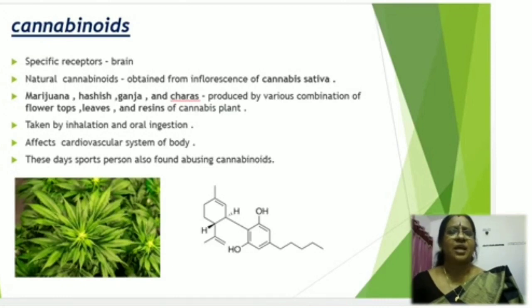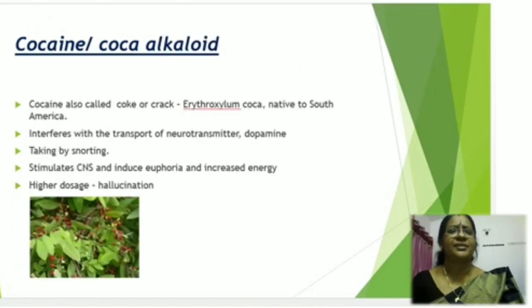So in these times, sportspersons are also abusing cannabinoids. Moving on to the next slide, that is cocaine or coca alkaloid. It is commonly called coke or crack, and it is obtained from a plant called Erythroxylum coca, which is native to South America. So how does it work in our body?